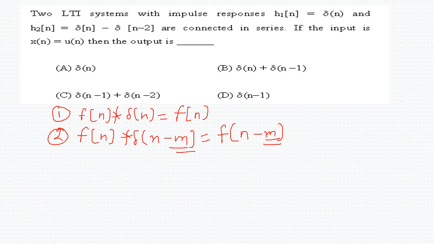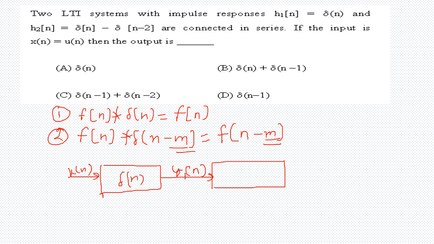So let us proceed. First of all, let's see what exactly is being asked. There is the input signal x of n, and it is given to system 1, that is del of n, and let's say that gives an output y1 of n. Now this is given to del of n minus 2, and there we get the output y of n. So we are asked what is the value of y of n. How can this be done with the help of the properties?